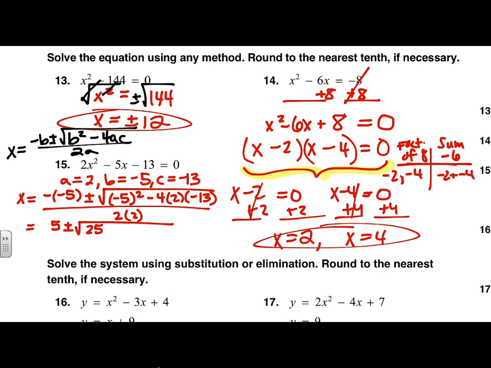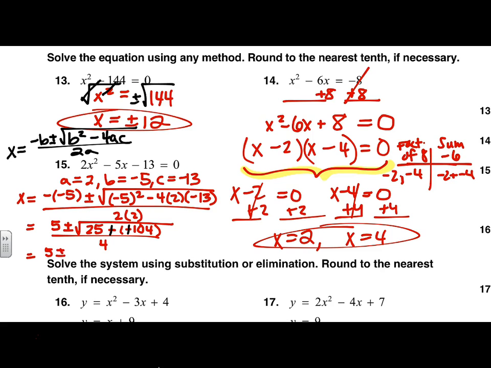8 times 13 is 104. It is going to be minus negative 104. But minus a negative, what do we do with that? You turn it into a positive. So it's going to be 25 plus 104. I'm going to end up with 5 plus or minus the square root of 129.